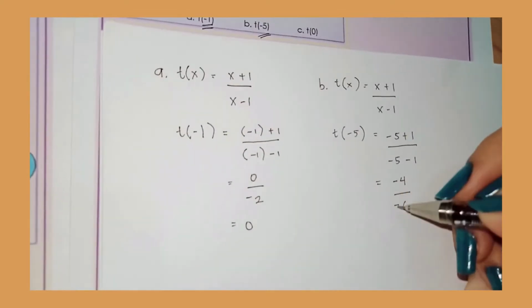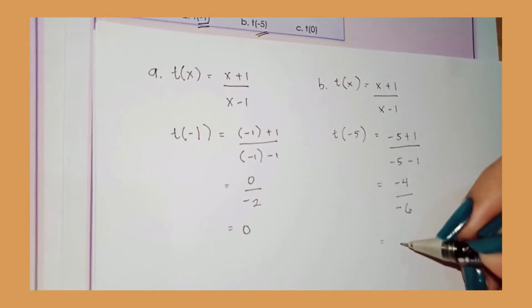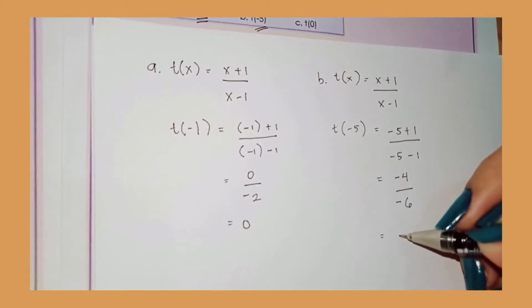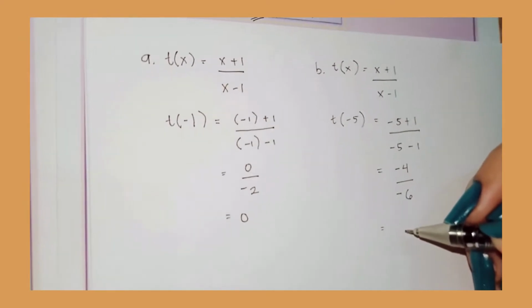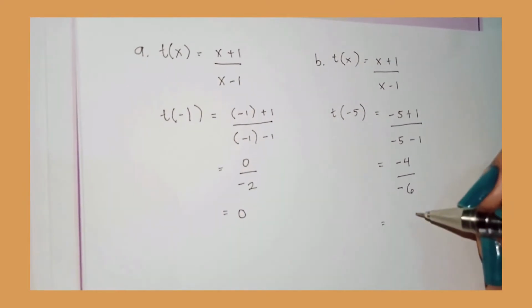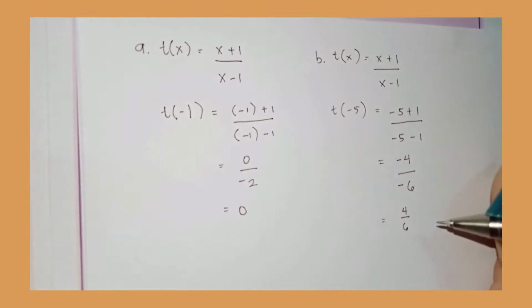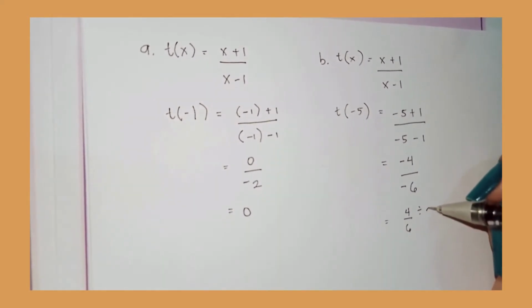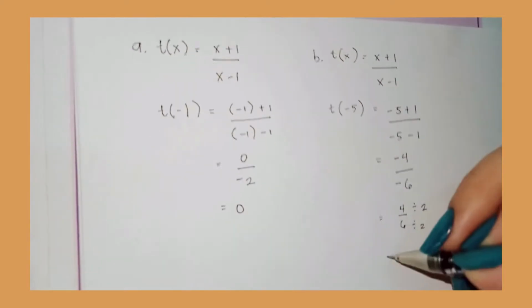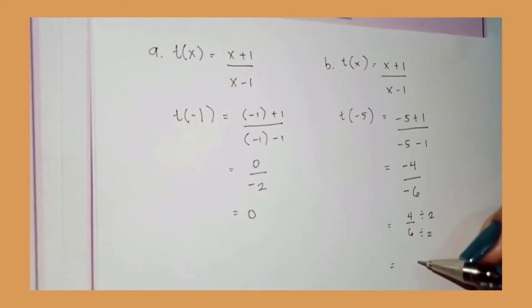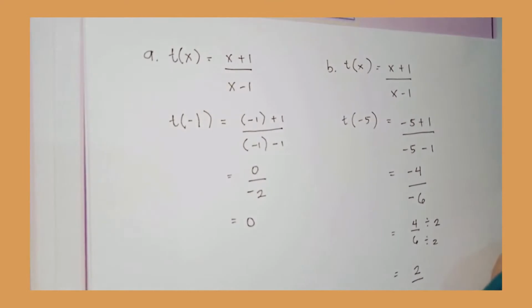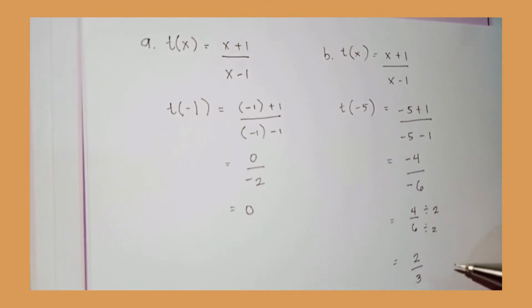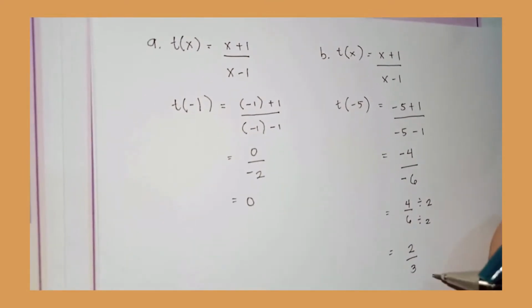Pag pareho silang negative, magiging positive na sa ibaba. So, kahit hindi na natin isulat, okay lang. And then, ano ba ang lowest term ni 4 over 6? So, pwede siyang i-divide pareho ng 2. 4 divided by 2, that is 2. 6 divided by 2, that is 3. So, the final answer is 2/3.